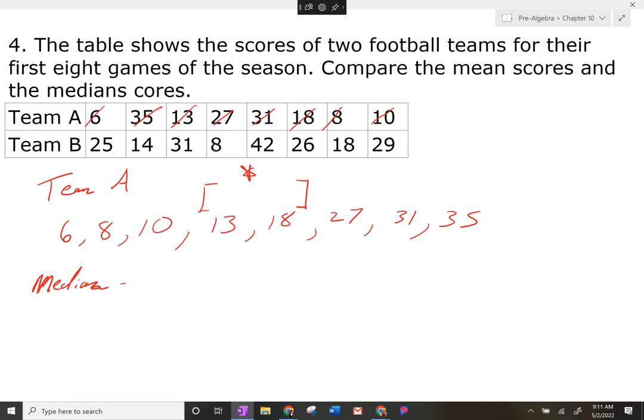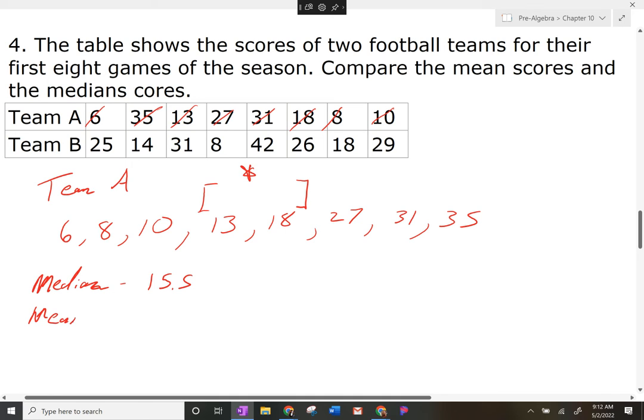Somebody talk me through, how do I find the median of those 2 scores? Add them, then divide them by 2. So I got 13 plus 18 divided by 2. My median score, so the middle score, will be 15.5.